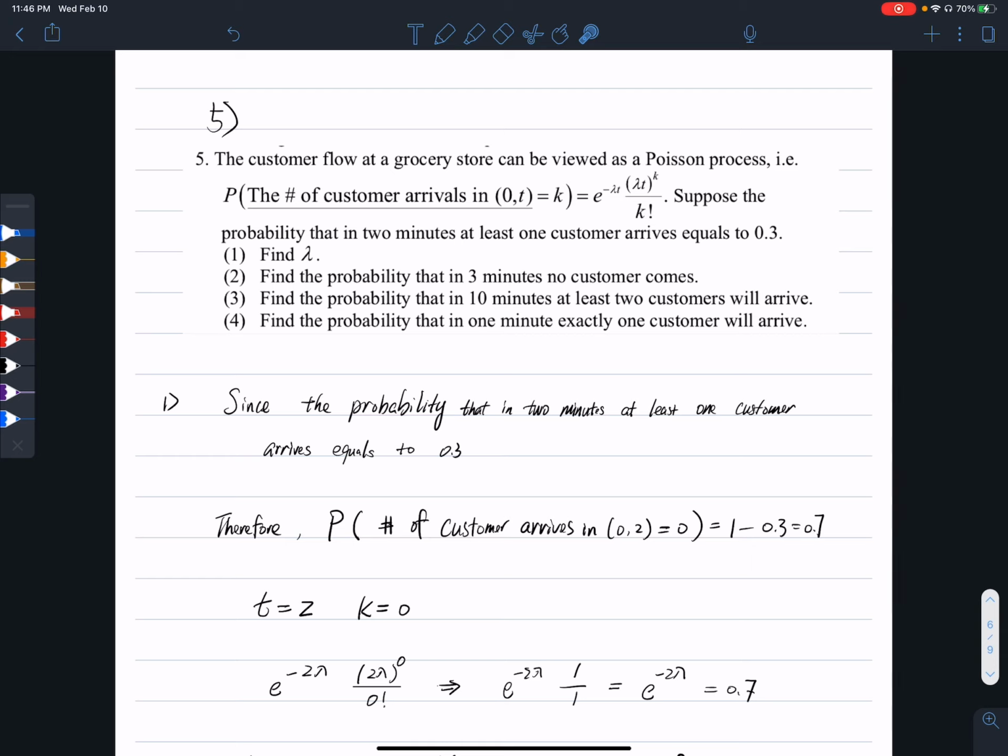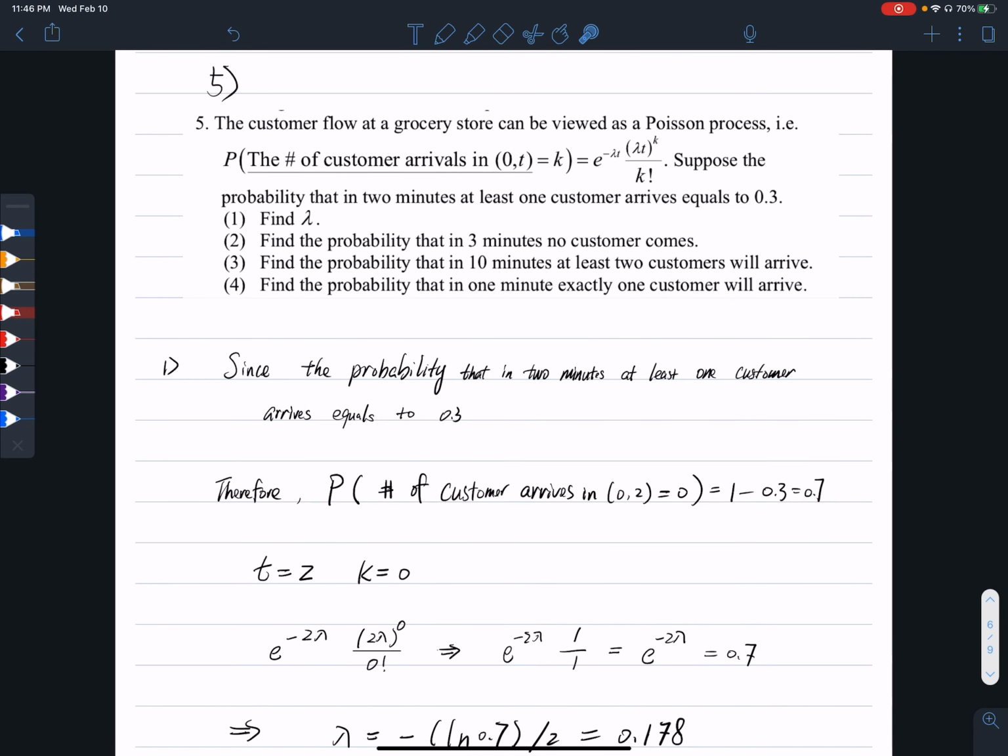I'm answering question 5 from homework 2. The question is, we try to find the probability of the customer arrivals in the grocery store in 0 to t minutes, equal to how many customers, and we get a formula. So basically, in question 1, we try to find the lambda.